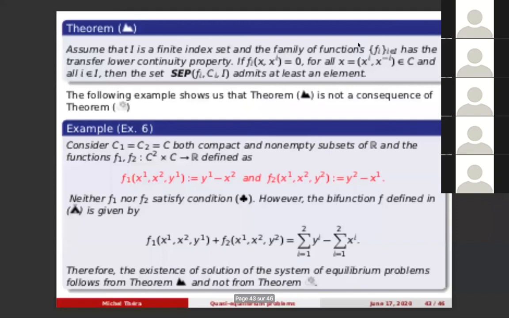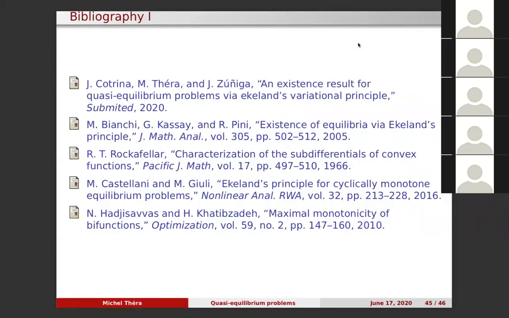So a short bibliography. This is the end of this talk, not the beginning, but the end of this talk, which is related to this paper submitted in 2020. I give the information about Bianchi, Casali, and Pini, Rockafellar, Castellani-Giorgi, but of course the bibliography is not complete, and we have used many other results that are not mentioned here. And I thank you very much for your attention.